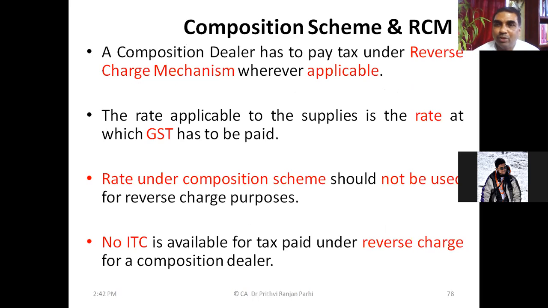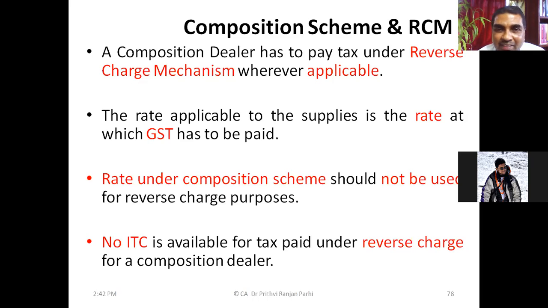Okay. So a composition scheme dealer, as you know, has to pay GST at a concessional rate, not regular GST. But if RCM, that is reverse charge mechanism, is applicable, which applies to certain services or certain supplies, then even if he is a composition dealer, he has to pay GST under the RCM scheme. Okay, you know what is RCM? In the previous class I had explained that.